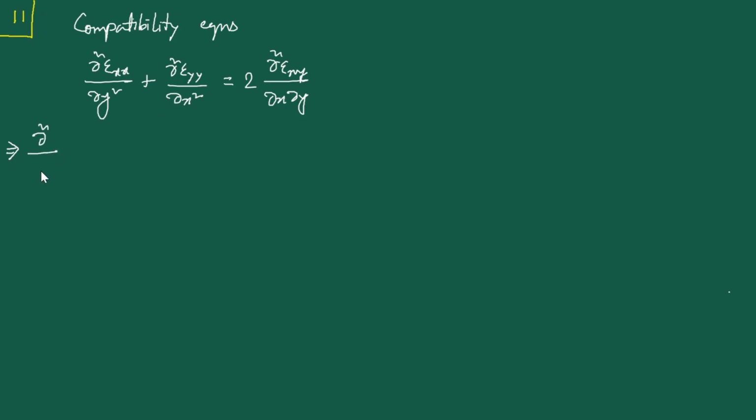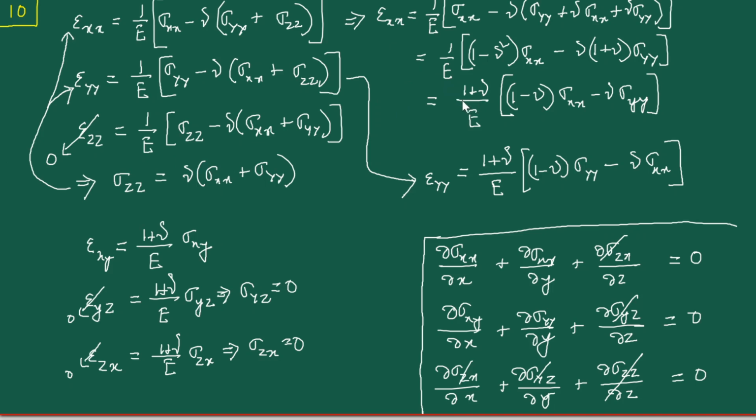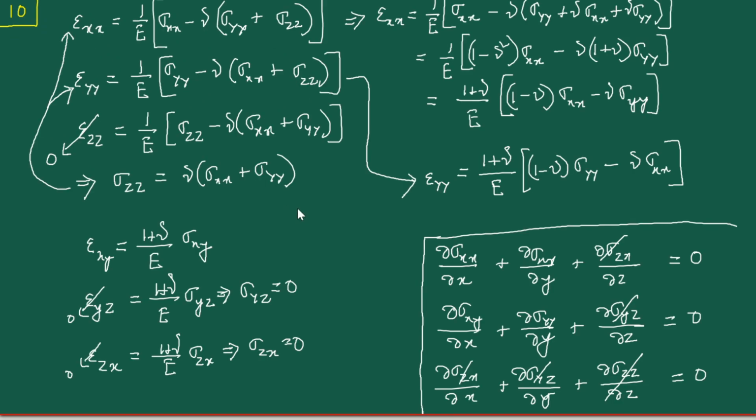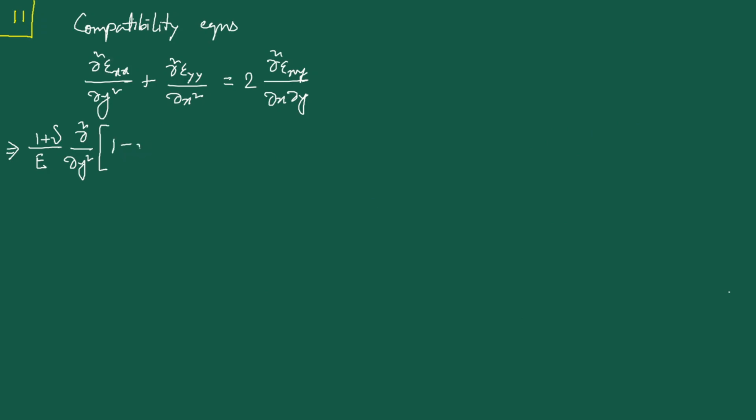So del square del y square epsilon xx. You see here epsilon xx contains the 1 plus nu by E, and that is a constant that may come out of this second order derivative with respect to y. We'll have 1 plus nu by E sitting outside, del square del y square, and the rest of it, whatever is inside, 1 minus nu sigma xx minus nu sigma yy. Right, so let me just write that a little bit better.